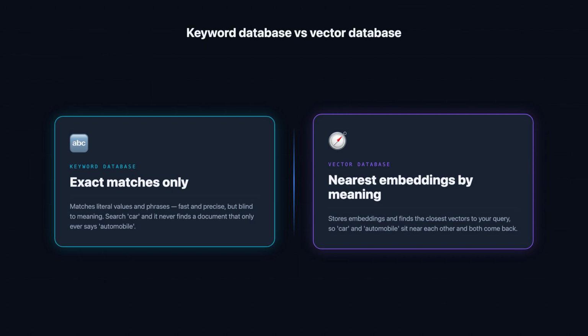A vector database asks a completely different question. It stores embeddings, high-dimensional vectors that capture meaning, and finds the ones nearest to your query vector. Now car and automobile sit close together in that space, so a single search finds both. You retrieve by similarity of meaning rather than by exact spelling.